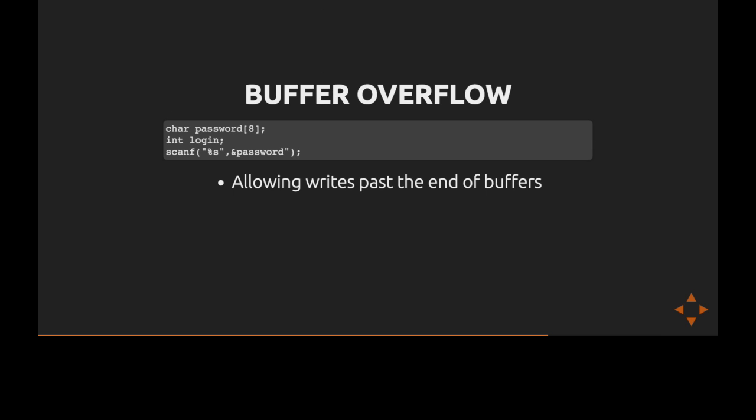So buffer overflows. What do you think would happen here with this particular code? Can everybody read that code or is it too small? So what do you think happens here if I provide a password which is say 12 characters? The last 4 are going to overwrite the memory. Plus the escape character. Don't forget the escape character.